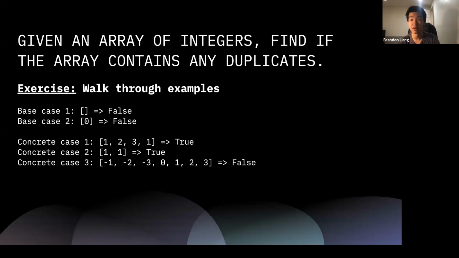So in the first case, as we're going through the array, we find that 1 is repeated twice, so we return true. In the second case, we only have 2 elements, but they're the same element, so they're duplicated, and we also return true. In the third case, we walk through every element, but each element is unique, so we return false. Yep, that sounds good to me. Excellent.